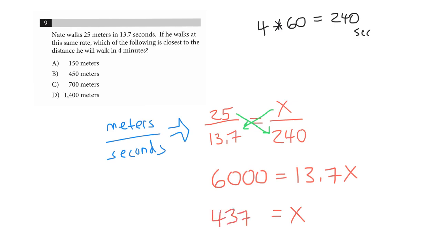437 point something really rounds up to 438. Now this is not here, but notice how they did say which of the following is closest to the distance he will walk in 4 minutes, and obviously that's 450, so that's the answer. Boom. Moving on.